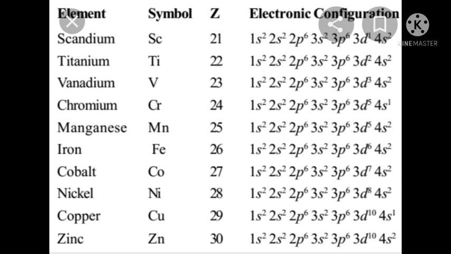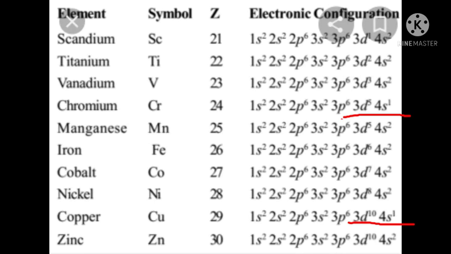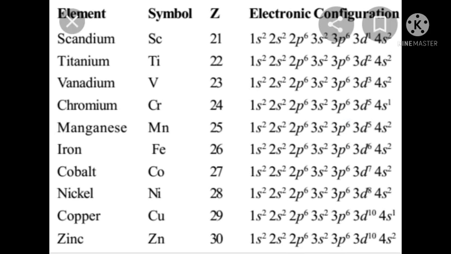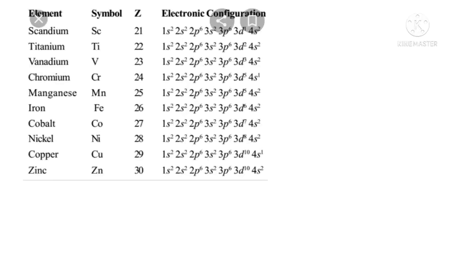Now, in the case of chromium with atomic number 24 and copper with atomic number 29, there are some slight changes. Here there is only a slight energy difference between the 3D subshell and the 4s subshell. So the electrons can jump from 3D to 4s, like that 4s to 3D. In the case of chromium and copper, one electron from the 4s subshell is jumping into the 3D subshell, which gives rise to the half filled and completely filled 3D subshell, which are found to be very stable. As a result, these two elements do not have the expected configuration, but they have the configuration 3d5 4s1 and 3d10 4s1.